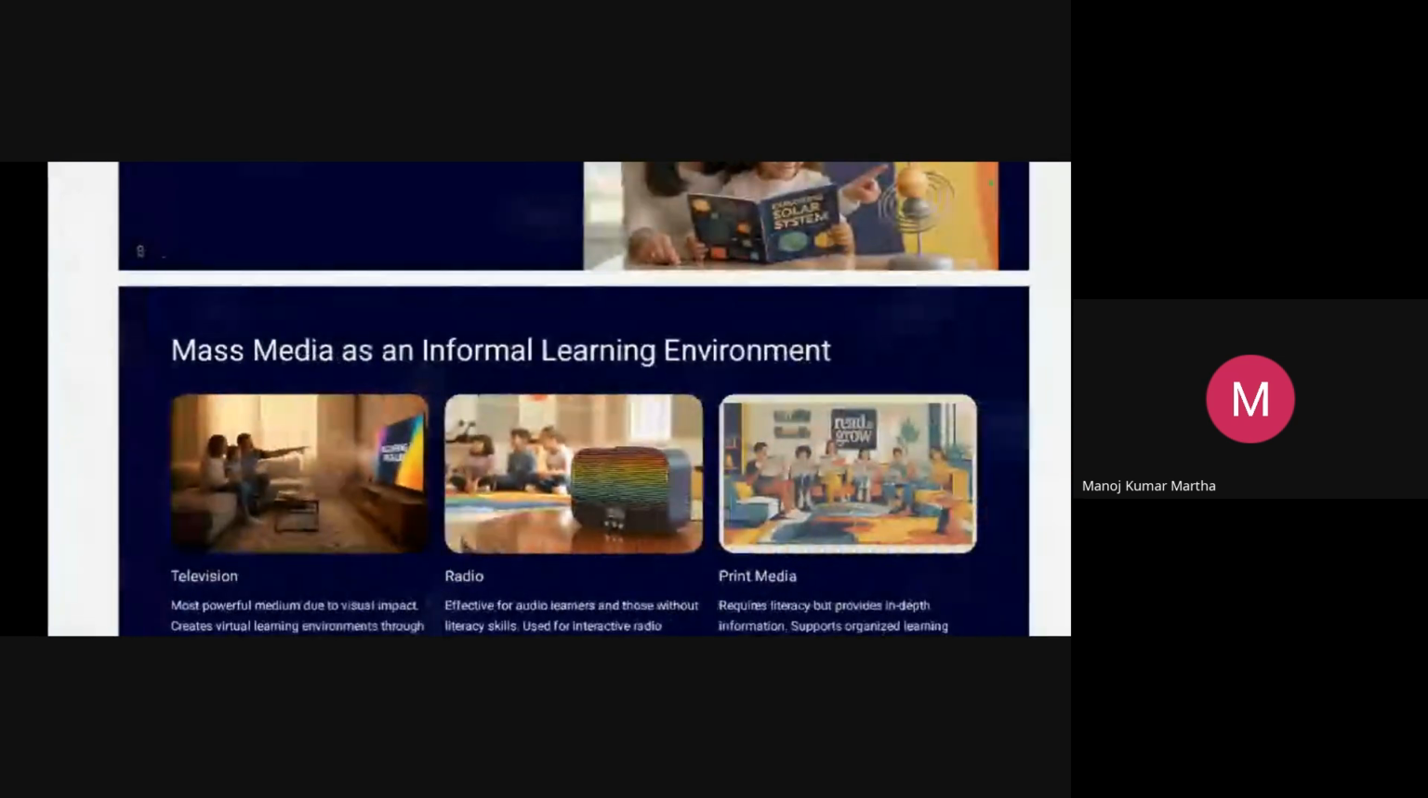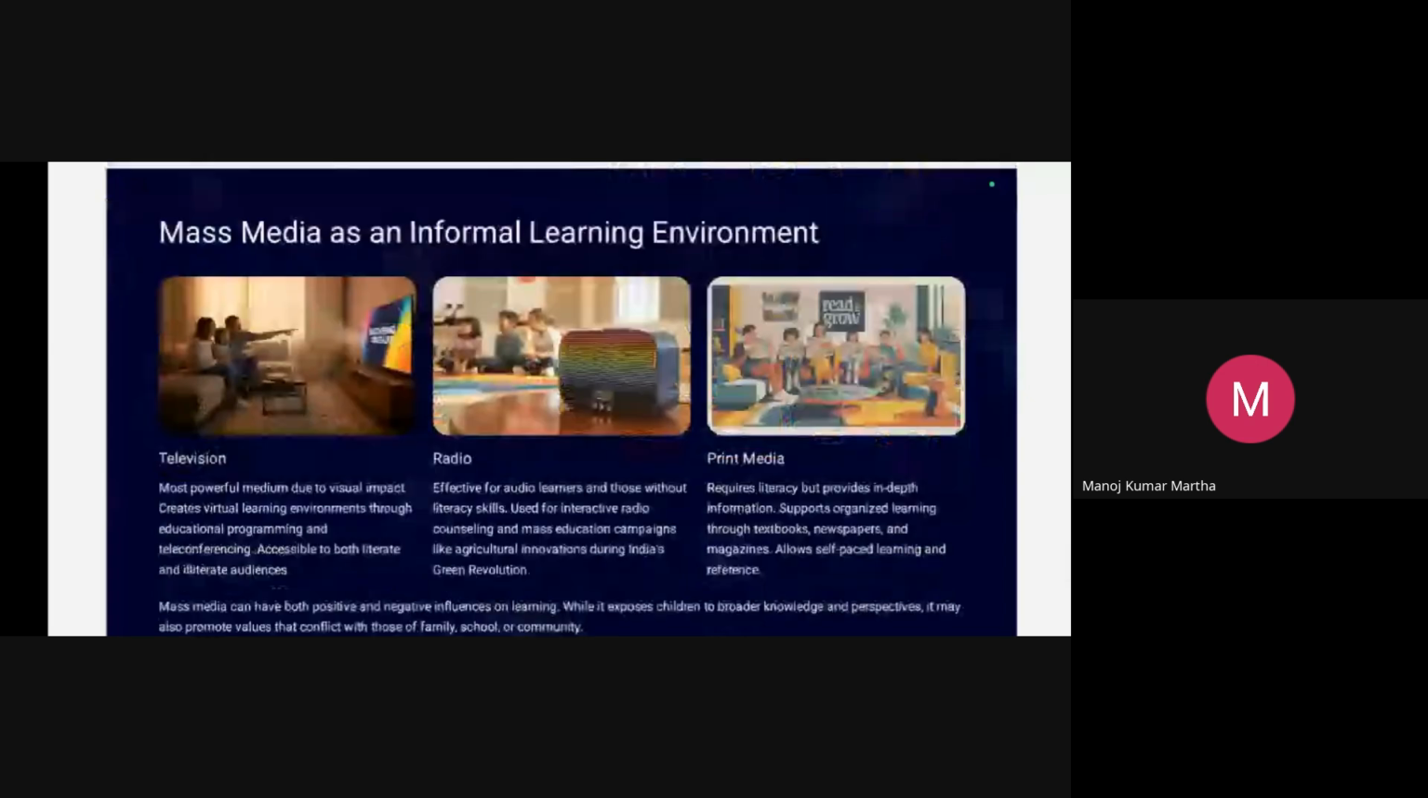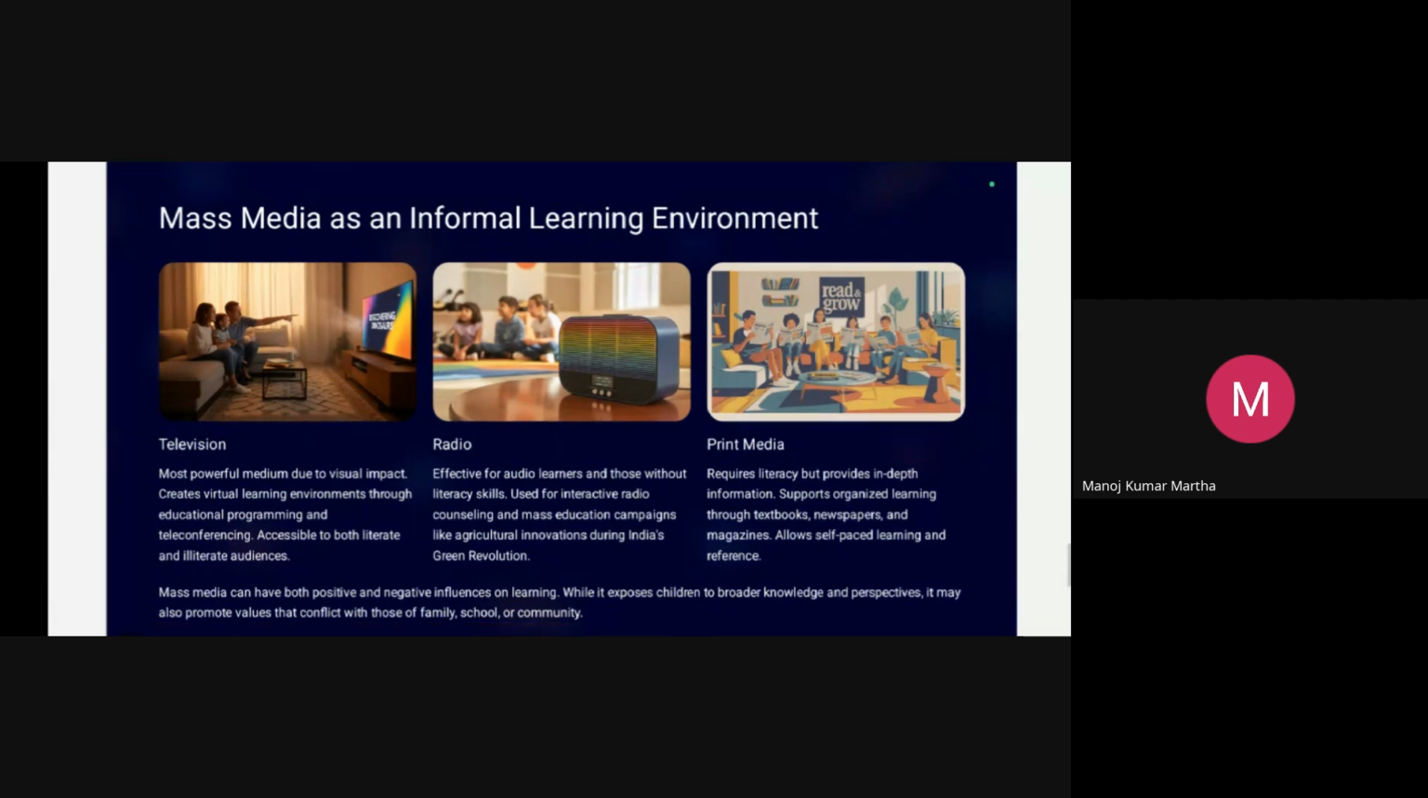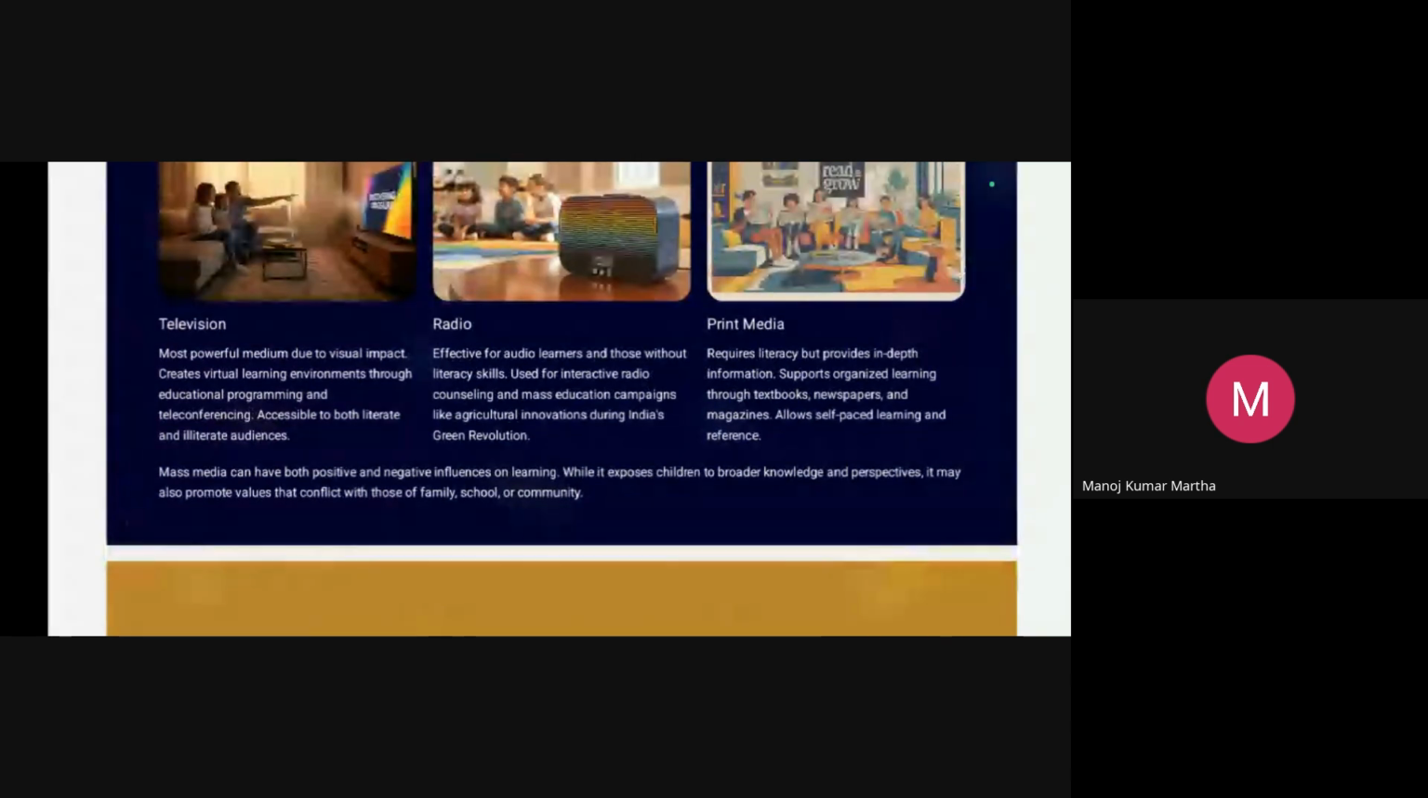Then talking about another important factor, it is known as mass media. It is an informal learning environment. So mass media means the media which influences a large section of the people at the same time, that is called mass media. So it has a deep impact in the process of learning. I mean, students learn better by the process of observation.